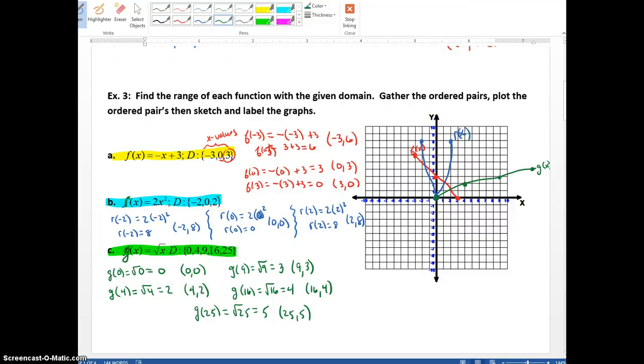So take the time now to go and finish up the day 5 homework on function notation. It's the extension of the homework assignments.